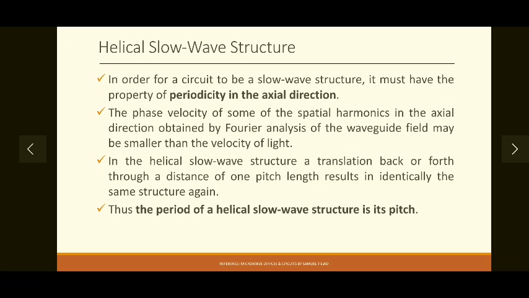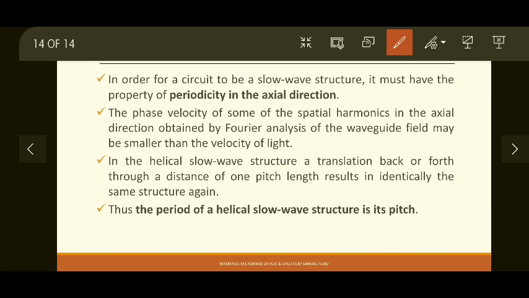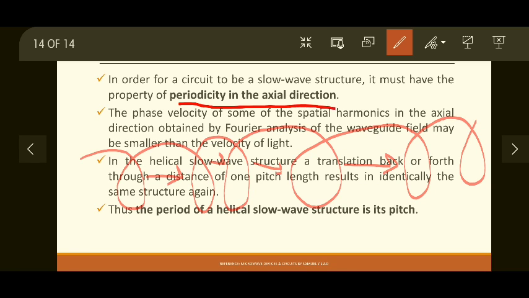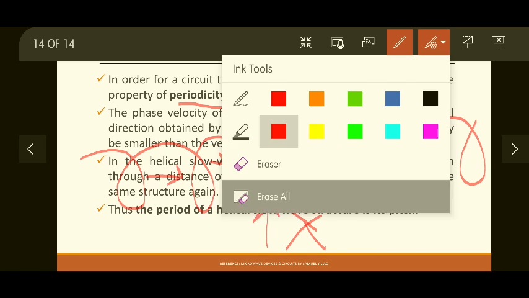Can any circuit be a slow wave structure? There is a condition: it must have the property of periodicity in the axial direction. That means it cannot be like that. The distance between two consecutive turns should be constant. It should have a certain period, so that there is periodicity. This is not allowed. There should be certain periodicity in the axial direction, so this type of structure is not allowed for a slow wave structure.